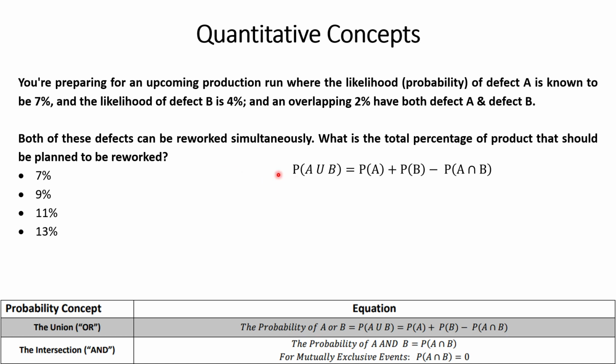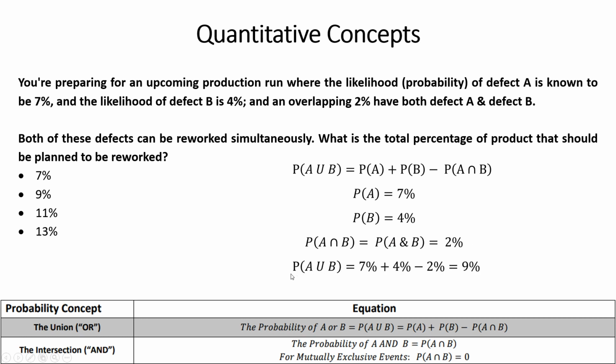So when we're calculating the union of 2 events that are not mutually exclusive, the way we calculate that is the probability of A plus the probability of B minus the intersection of A and B. So we know that A has a probability of 7%, B has a probability of 4%, and that 2% of the population has both A and B. All right, so we can plug in what we know and calculate the answer to be 9%. We take 7 plus 4 minus 2, which is 9%.